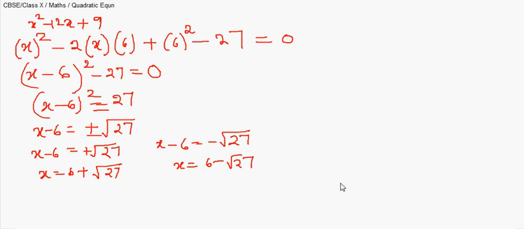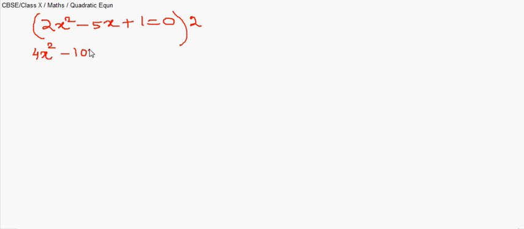This I think was not that difficult. Let me take up one more on this, wherein I have to multiply or divide. Okay, let me take this 2x square minus 5x plus 1 equals 0. I better multiply this equation by 2, or you can divide as I explained to you in the first example. Minus 10x plus 2 equals 0.